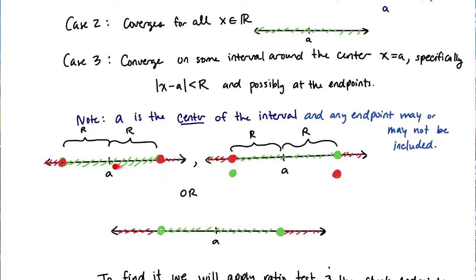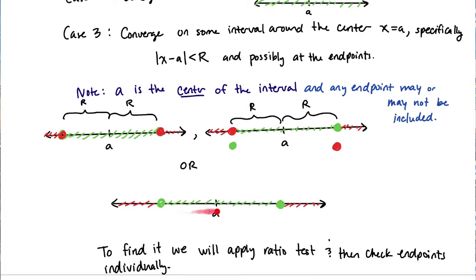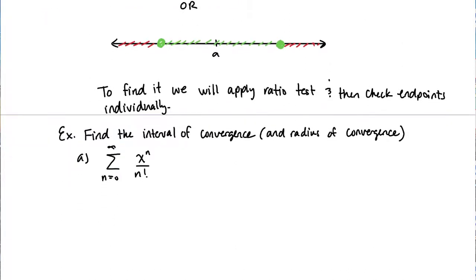You could have your series converge on the interval that's interior but not on the endpoints. You could have your series converge on your interval and just one of the endpoints. Or you could have the series converge on the interval as well as the endpoints, but notice that it diverges outside of that interval for sure. So to find what the radius of convergence is, we're going to be applying our ratio tests, and then we'll check our endpoints individually. So that's going to be our strategy here.